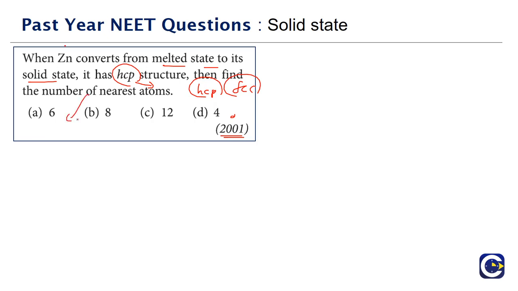So for every zinc, the number of nearest atoms is what we call the coordination number. In a metallic crystal, the number of nearest atoms is called the coordination number. In an ionic crystal, the coordination number is the number of nearest oppositely charged ions. That is what we call the coordination number.